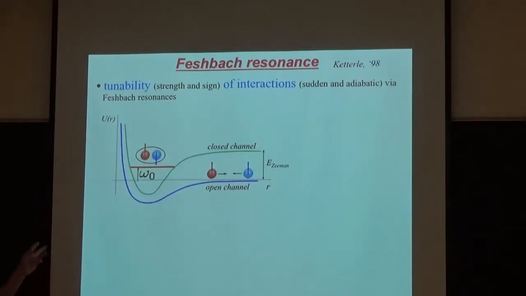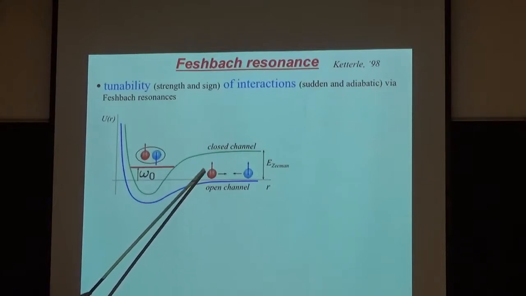And from this perspective, when you have hyperfine interaction, that couples this triplet channel to the singlet channel, because when these two atoms come together in this electron triplet channel, they scatter.